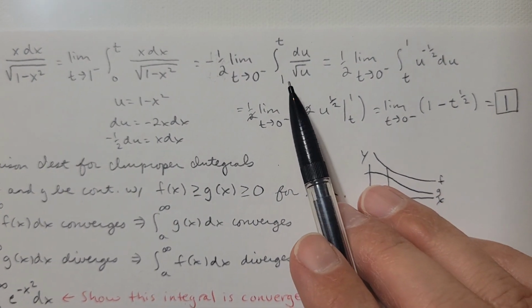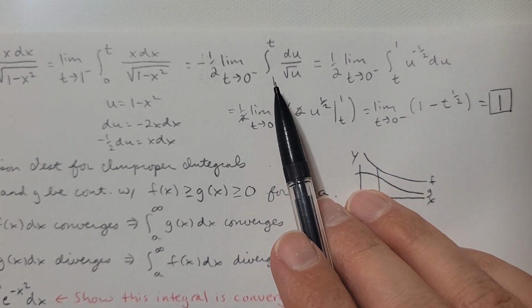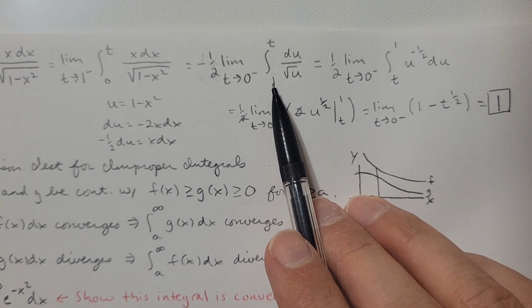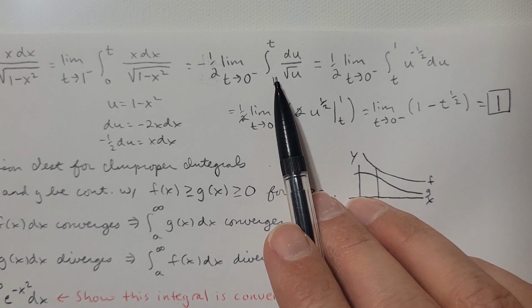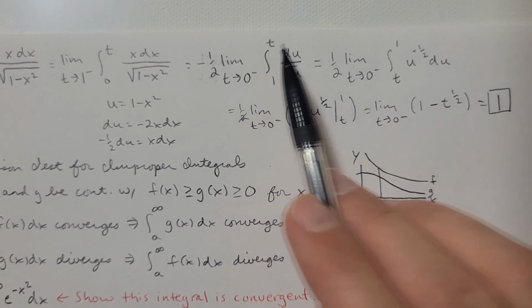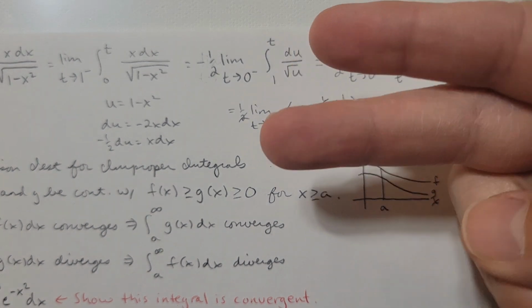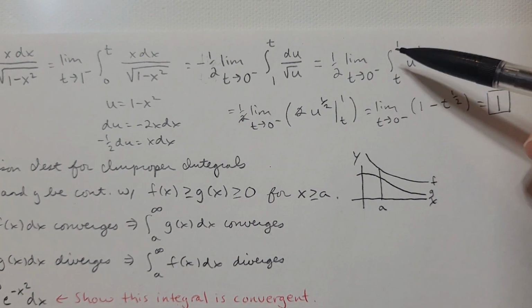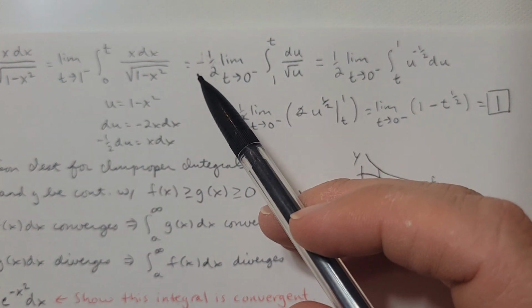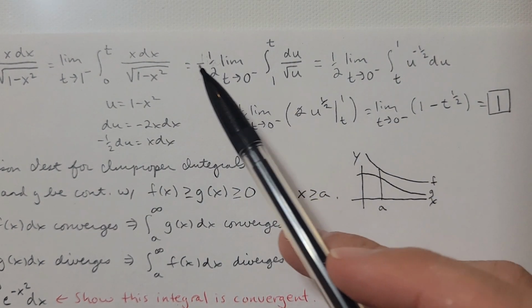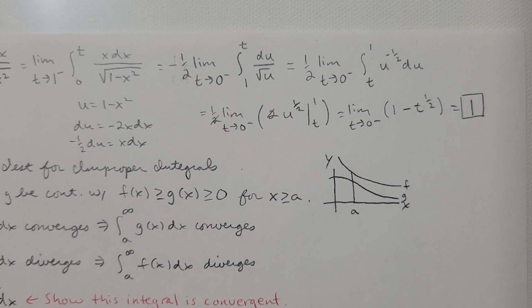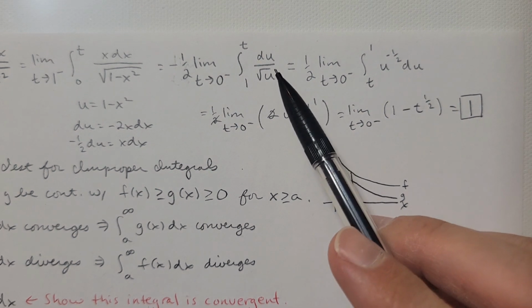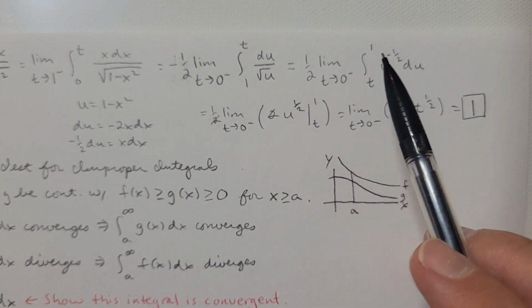And now this integral does not make sense in terms of the bounds. I'm approaching 0, so I'm going to go from 1 to 0? No, the lower bound is always the smaller number. The upper bound is always the bigger number. So the next thing I do here is flip the two bounds. I'm going to go from t to 1, and I throw a negative sign in front of the integral. I've already got a negative 1/2 there in front. So it'll be 1/2 times the limit as t approaches 0 from the left of the integral going from t to 1 of 1 divided by the square root of u, that's the same as u to the negative 1/2.